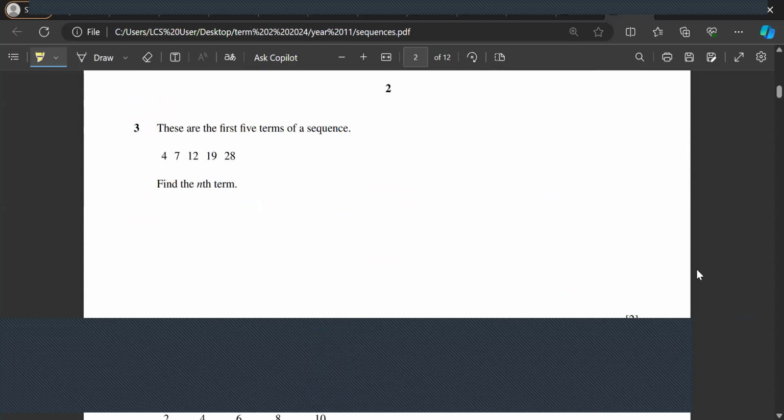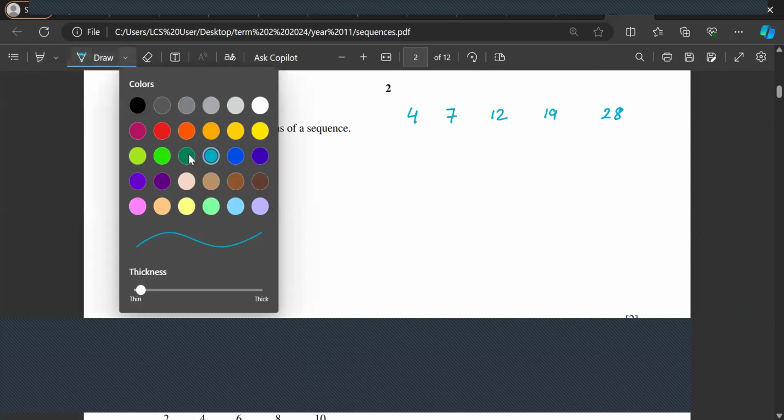Okay, look at this one. I will write it here: 4, 7, 12, 19, 28. I don't like this color.